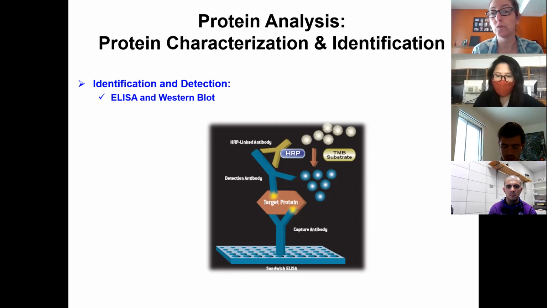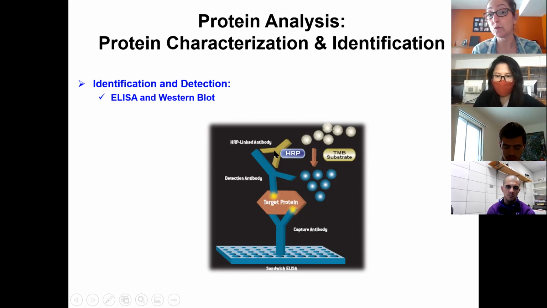Most of you might have seen this before in previous classes, but basically you have a capture antibody, and then if you have the target protein, it will bind to it. And then we have the antibody that would be reacting at another epitope to sandwich the protein.